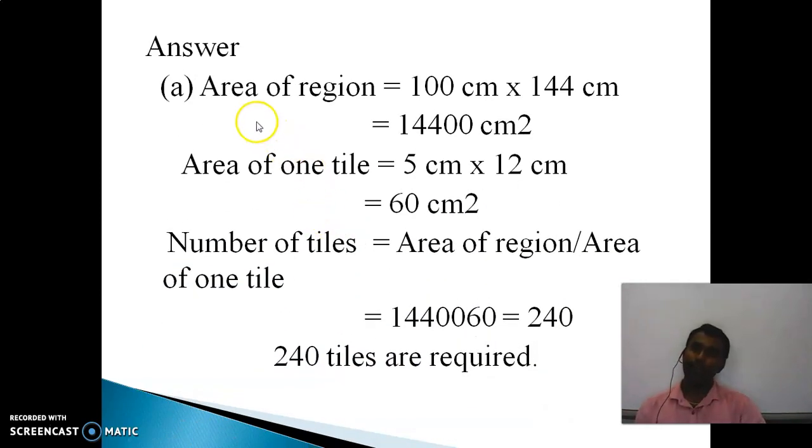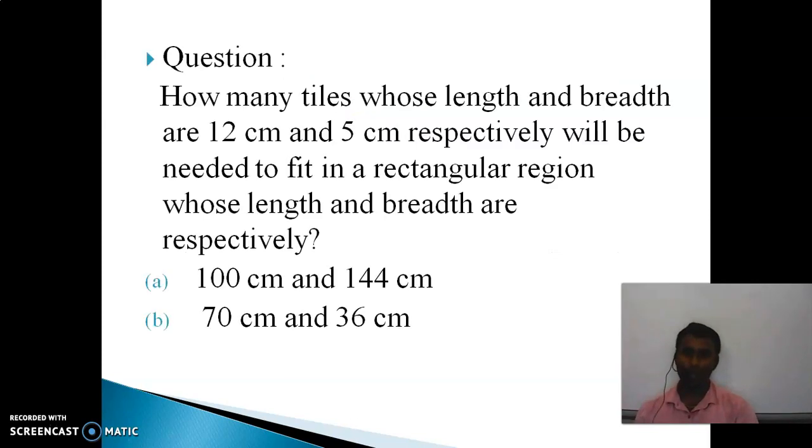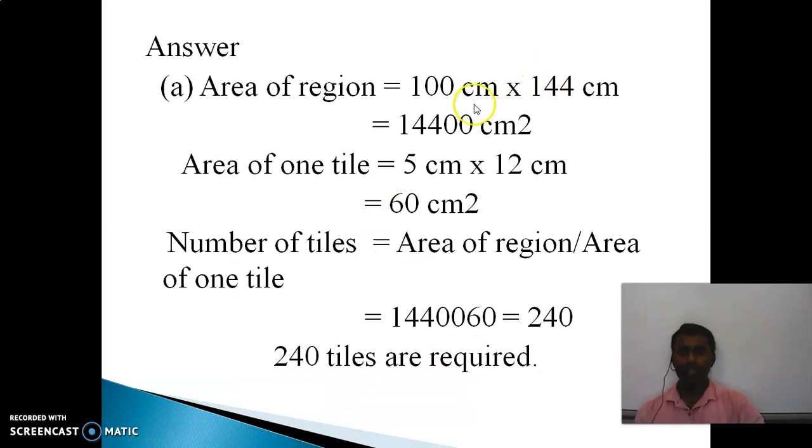See here, area of the region. First, we need to find the area of the region. So what is the area of the region? The first one is 100 cm by 144 cm. So this is a rectangle shape, so we have to multiply the two values. We will get 14,400 cm square.